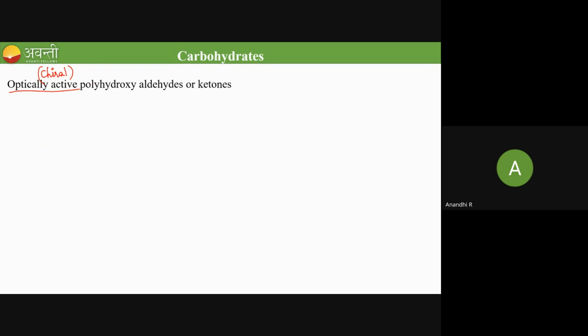Okay, so optically active polyhydroxy. What is hydroxy? Hydroxy means OH. Polyhydroxy means more than two or three OH group containing compounds. So the compound should contain a chiral center as well as more number of OH groups present in it. And also an aldehyde group should be there or a ketone should be there. Then only that particular compound is called a carbohydrate.